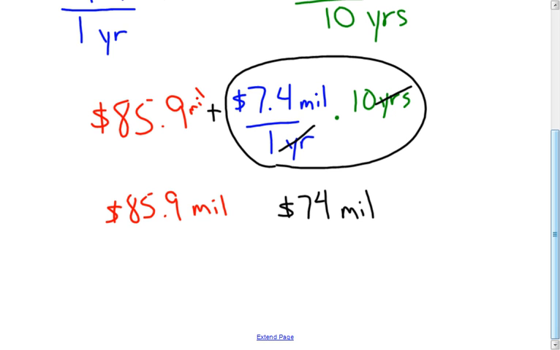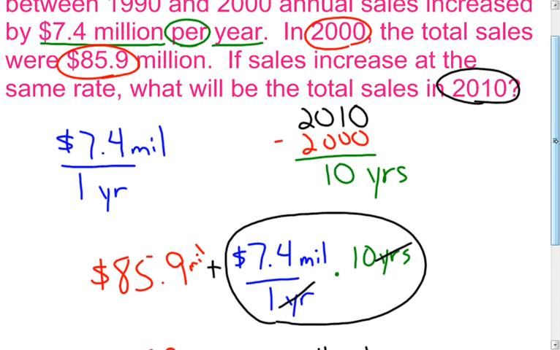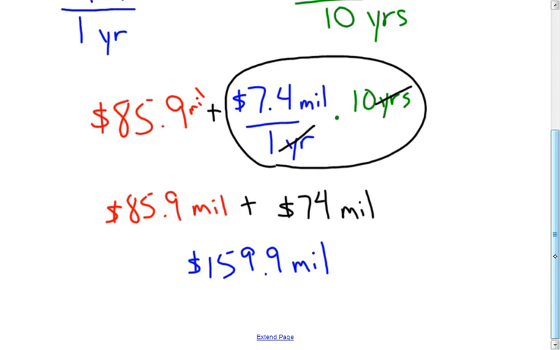And now when you look at this, I have millions of dollars for both of them. I need to add them together. So when I do my math and I add all this together, I end up with a grand total of $159.9 million as my answer. Now, what's that the answer to? Well, I go back to my question. It says, what will be the total sales in 2010? So I'm going to have total sales of $159.9 million in 2010. And there's one little example on rate of change.